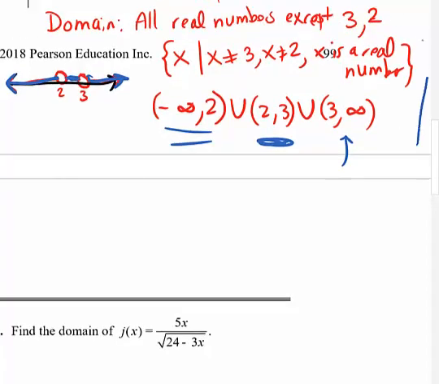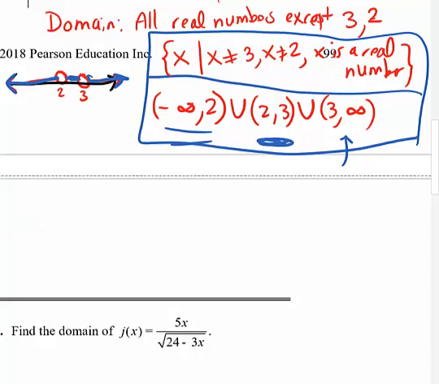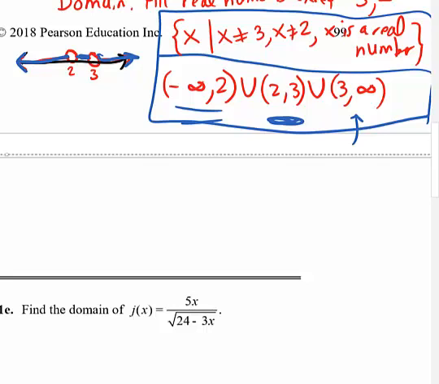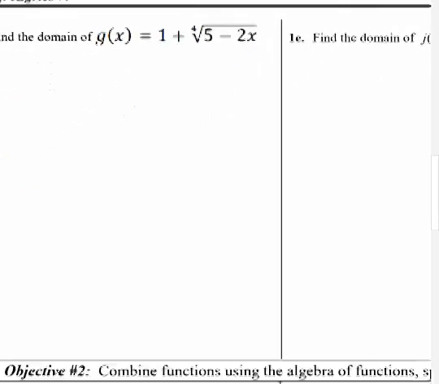So, pick your poison. You're either going to have to get used to set builder notation, which is the top one, or interval notation. If you're on the fence right now, I'd probably push you towards interval notation. That's probably more what you're going to use in pre-calc and calc. But if you're more partial to set builder, I think that's fine too. All right, let's move on to the next one.